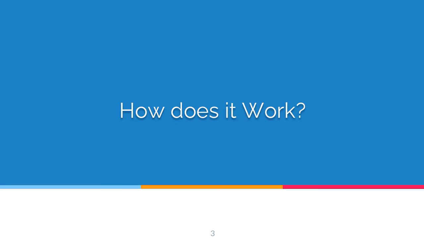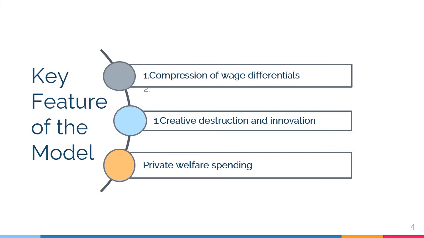So how does this model work? Let's see. There are three key mechanisms of the Nordic economies. Those key features are distinct but interrelated with each other. Let's see the first one. A high degree of compression of wage differentials is one of the key features of this model, and its centralized wage bargaining leads to low wage dispersion in the labor market, and for this reason, it lowers pre-tax labor income inequality. And the second one is a dynamic process of creative destruction and innovation.